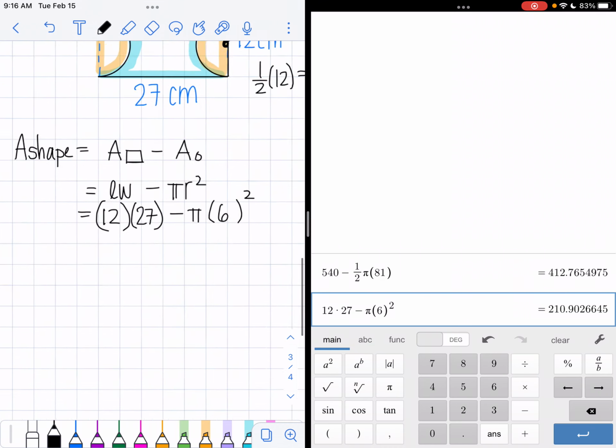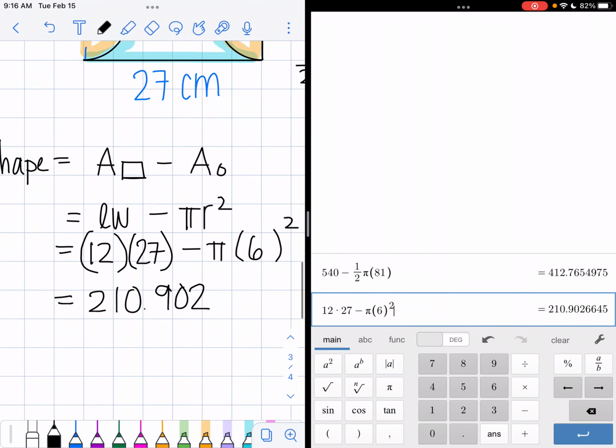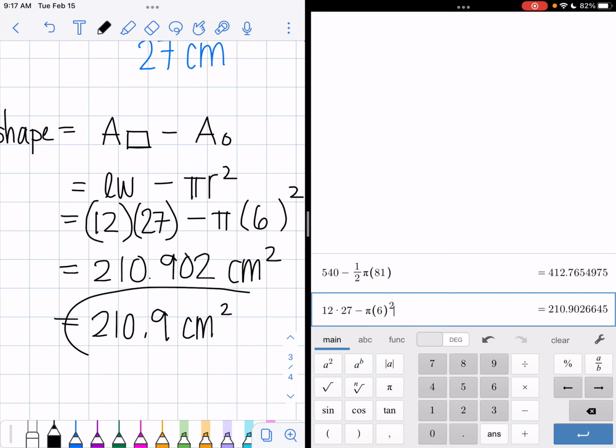So it tells me that my answer is 210.902, and my units on this are centimeters squared. Now, depending on how you round, I always like to give 3 decimals unless they tell you to round differently. So if they wanted you to round to the nearest tenth, it would be 210.9 centimeters squared. And don't ever forget your units.